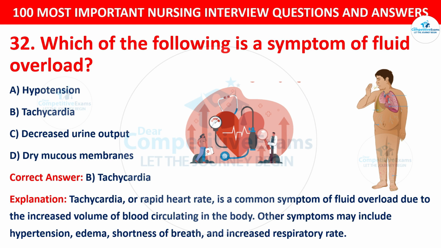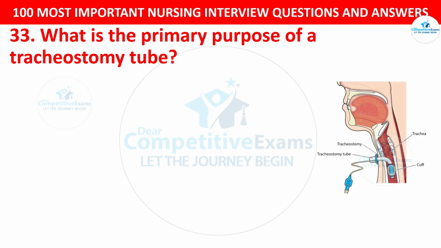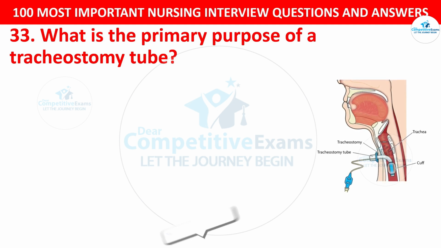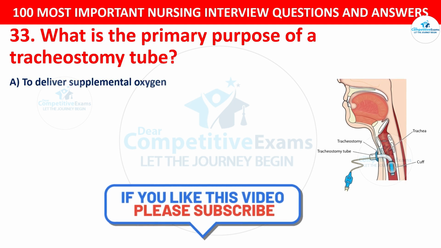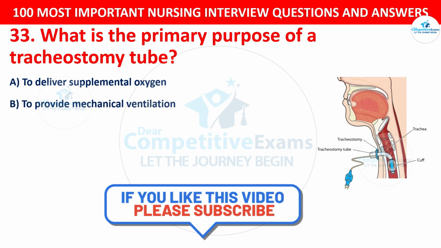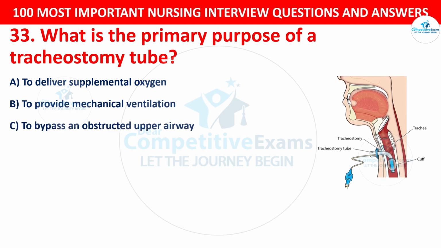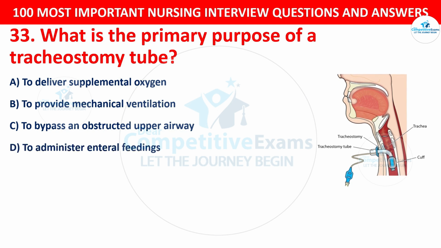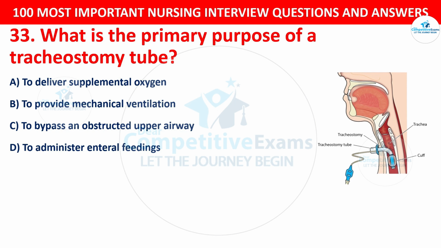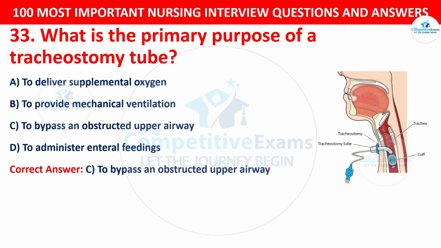Question number 33. What is the primary purpose of a tracheostomy tube? Your options are to deliver supplemental oxygen, to provide mechanical ventilation, to bypass an obstructed upper airway, or to administer internal feedings. The correct answer is C, that is to bypass an obstructed upper airway.